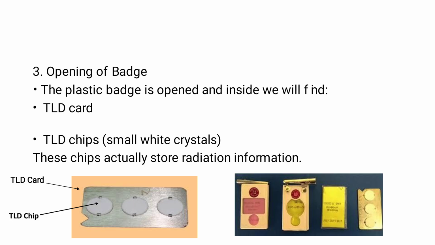The third step: once the batches are received in the TLD laboratories, we go for the opening of the batch. When we see the image, this is the TLD card, which has TLD chips, the white colored discs, small round chips. The plastic batch is opened, and inside we will find the TLD card. There is a plastic through which the batches are wrapped.